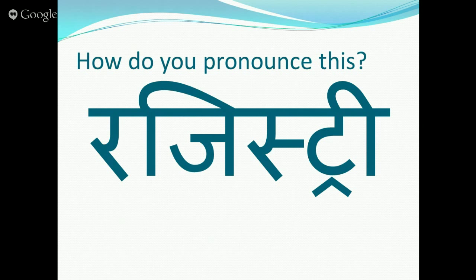Now notice that even though the E is touching the ta, you still pronounce it after the ta and the ra together. So you pronounce it after the T and the R. And that's how it works. Whatever matra there is, we add it at the end of the consonants in a conjunct. So this would be ra, jis, tri.